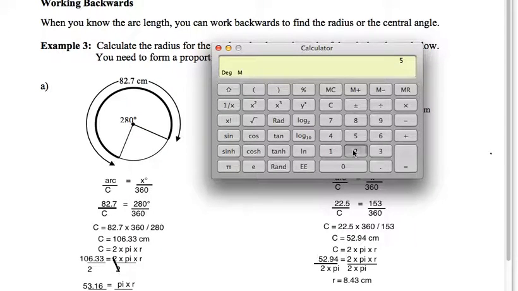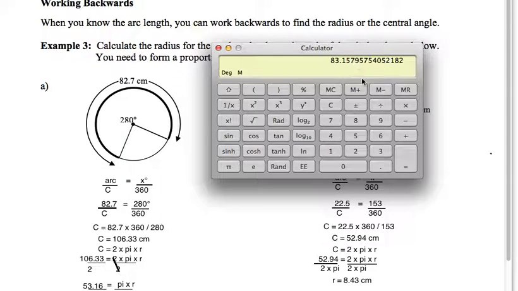Let's say I've got 52.94, right? And I say to myself, okay, I want to do this quickly. I want to divide this by 2 times pi. Okay, divided by, watch how I'm doing this, 2 times pi. This is going to give me the wrong answer, 83.16. Okay, that is the wrong answer.